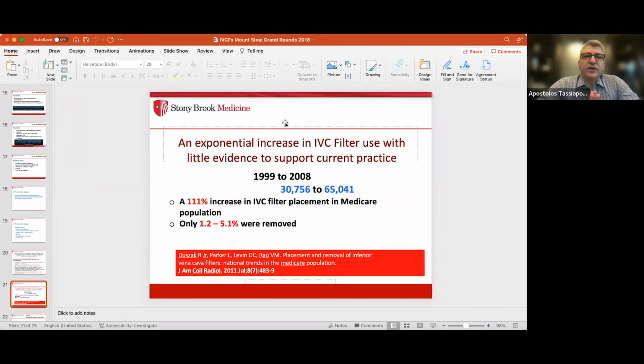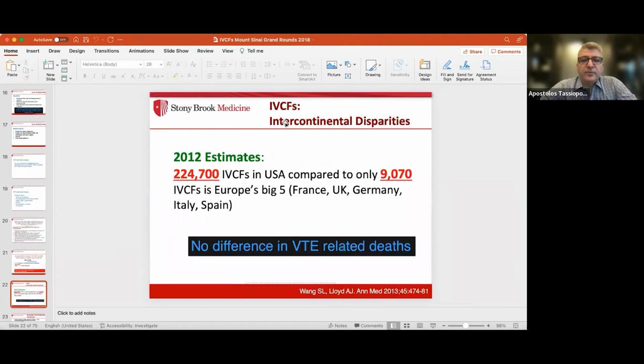Historically, IVC filters were rather rarely utilized until the early 2000s. That's when the retrievable inferior vena cava filters were introduced in the market. Between 1999 and 2008 in the Medicare population, there was an exponential increase in IVC filter utilization. It was over 100% increase in placement.